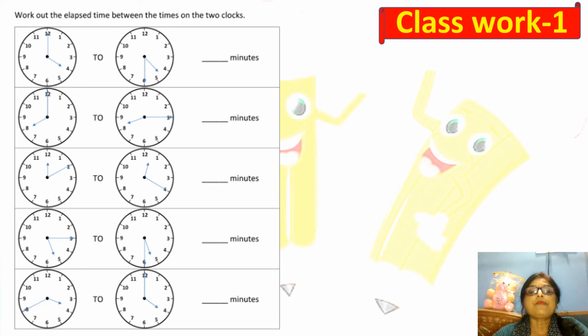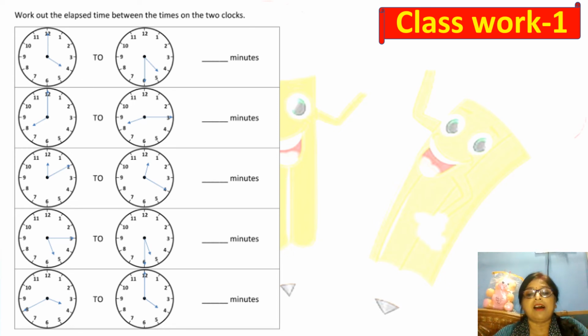My dear students, this is classwork. Some special classwork is given and you have to do it. In this question, work out the elapsed time between the times on two clocks. Elapsed time means first you have started at 4 and now you have completed your work at 4:30. So you will have to add the both time from 4 to 4:30.